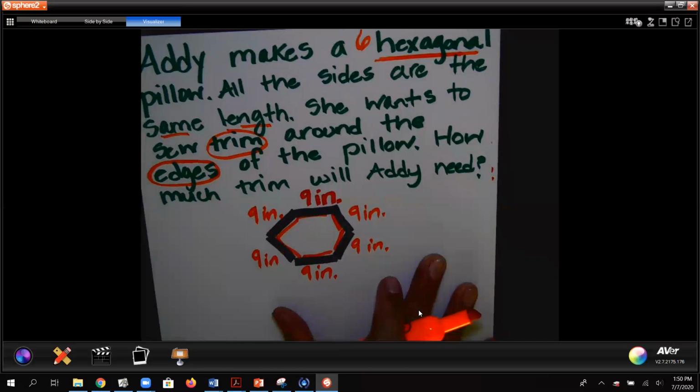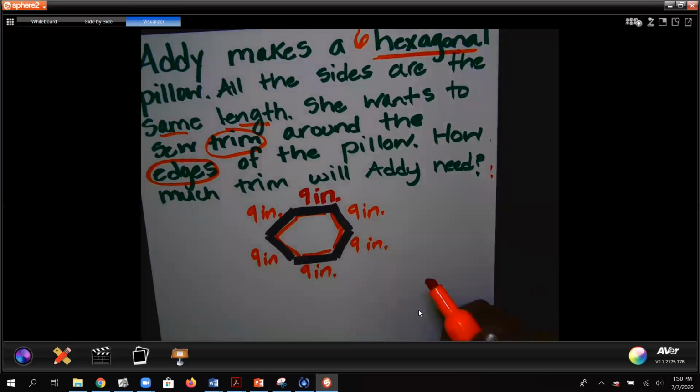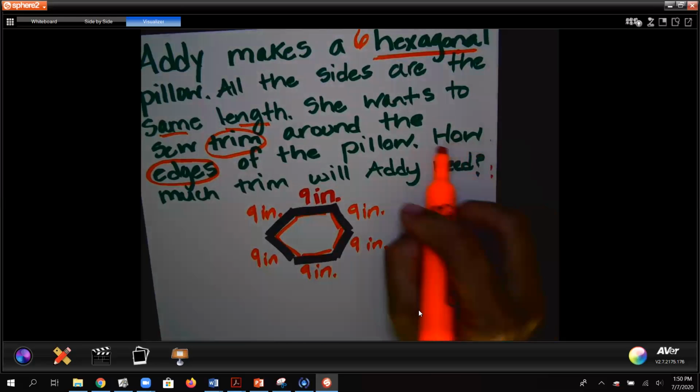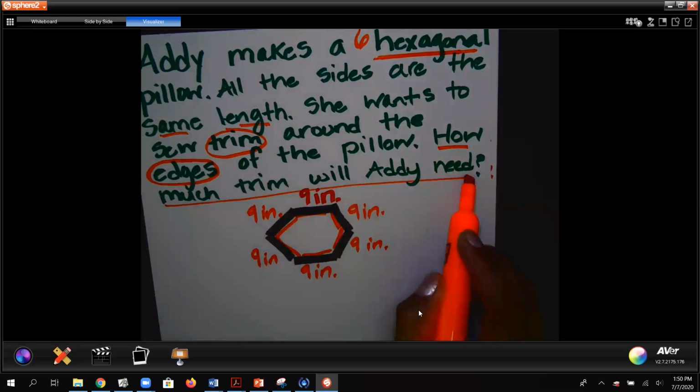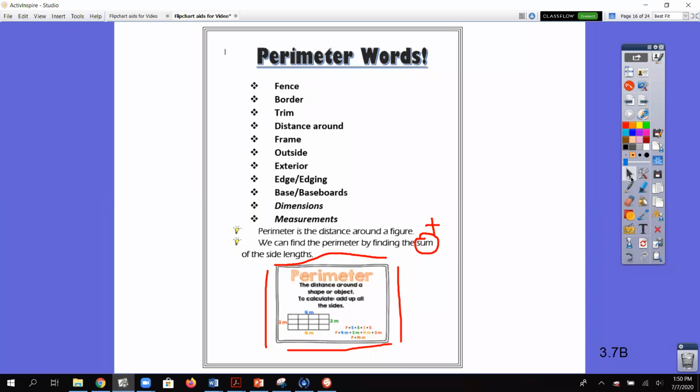Now, something important to keep in mind is whenever you're dealing with perimeter, it's very easy just to use a part-part whole. And I'll show you that right now. Because with perimeter, there's always parts and there's a whole. So sometimes you're looking for the whole. Sometimes they give you the whole and you have to find a part. In this example, they give you the parts and you have to find the whole. Because the question is, how much trim will Addie need? Trim. That means it's going to go around. And if we go back to our chart here, trim is right here. And it also said edges. The edges going around it.